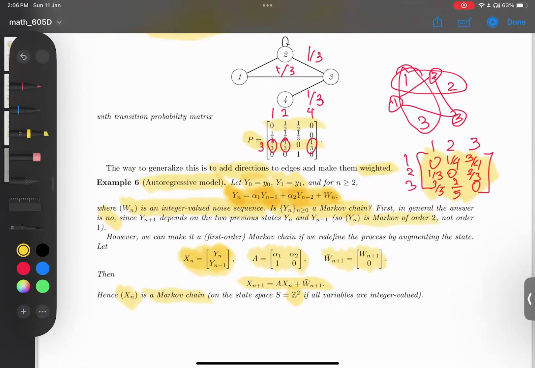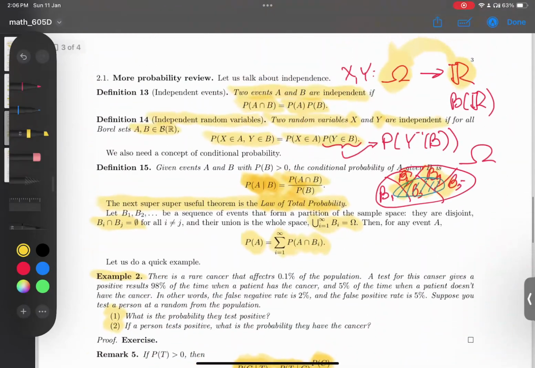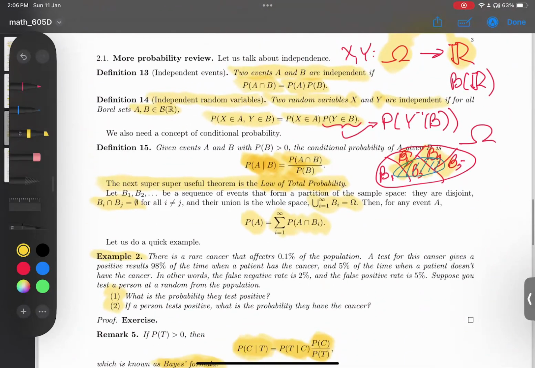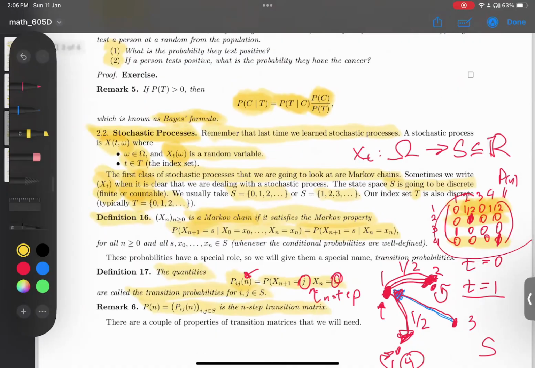A short summary of this lecture. The main idea was to review conditional probabilities and the law of total probability. We're going to use it a lot to prove many statements regarding Markov chains. And also we did the first examples of a stochastic process, which we defined. Then we provided a concrete example of a stochastic process and defined a Markov chain.